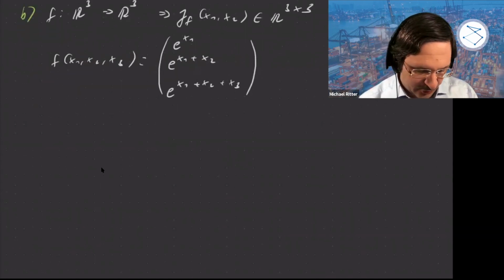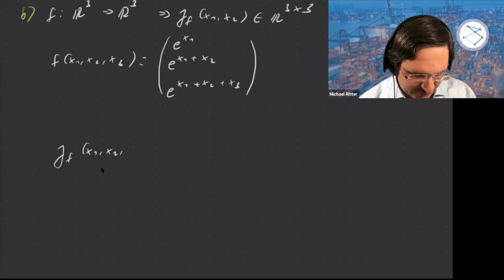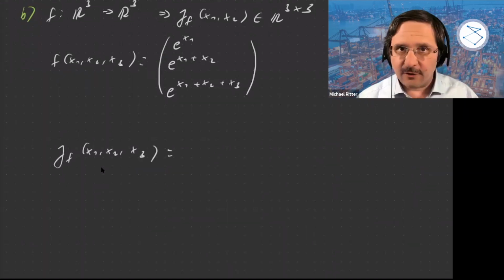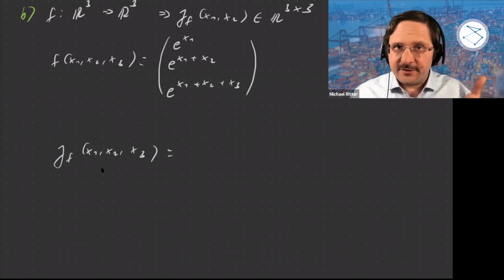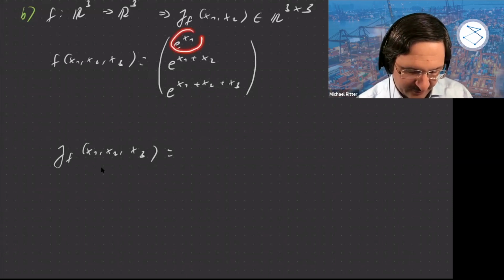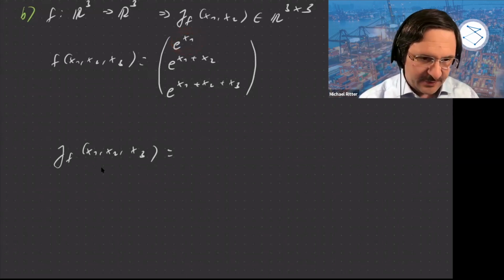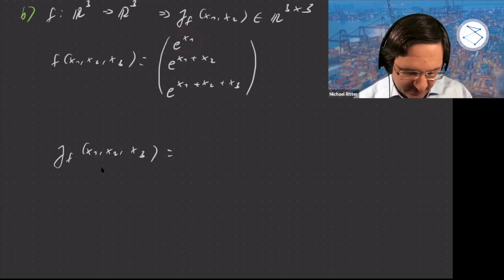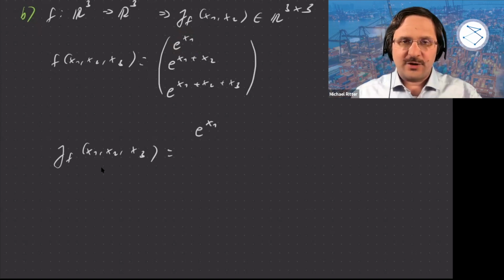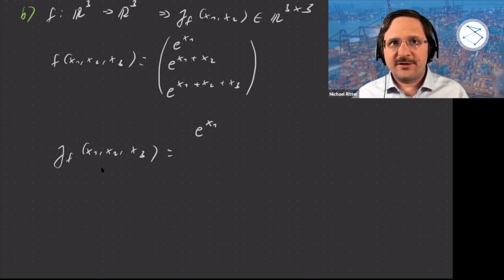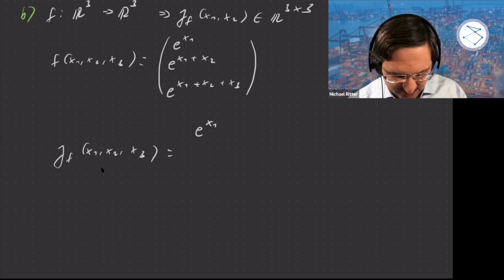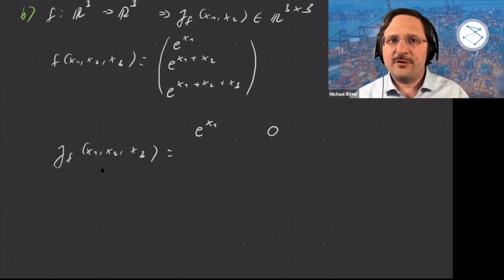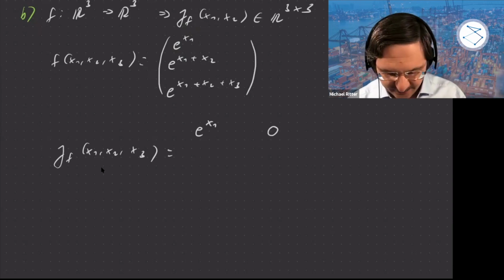And again, computing the Jacobian simply means we compute the derivatives of each row, the partial derivatives of each row. So we start with this row here, e to the x1. Differentiating that with respect to x1 simply yields the same term again, e to the x1. Differentiating with respect to x2 yields 0 because there's no x2 in this expression. And the same is true for the partial derivative with respect to x3.